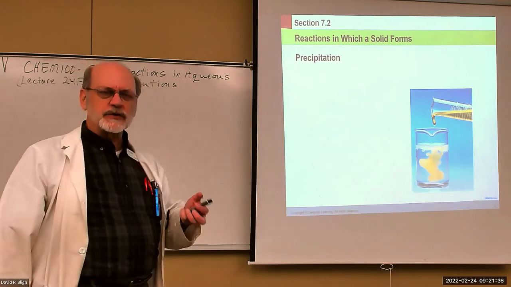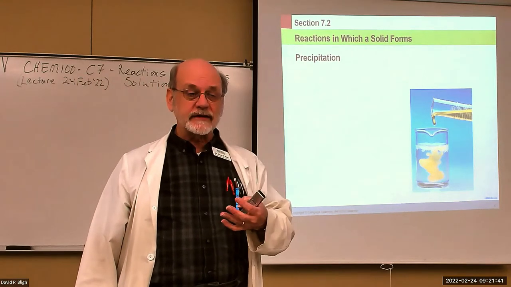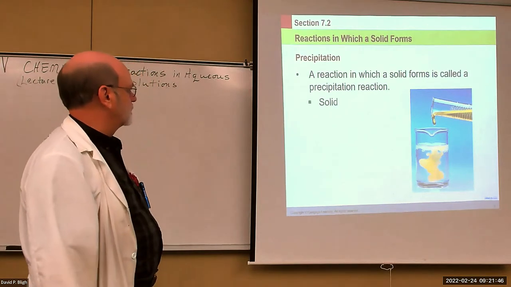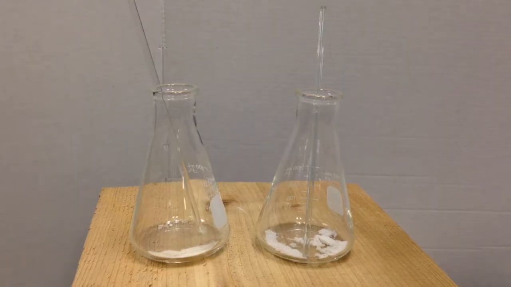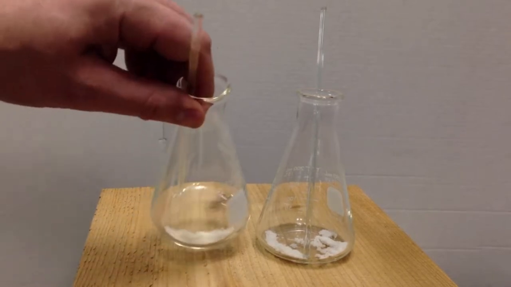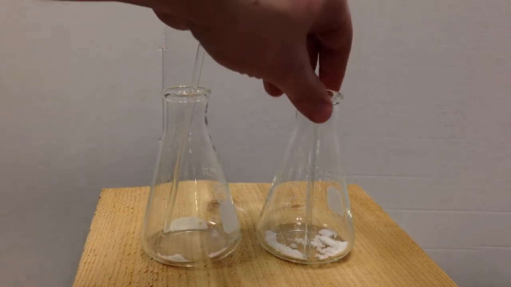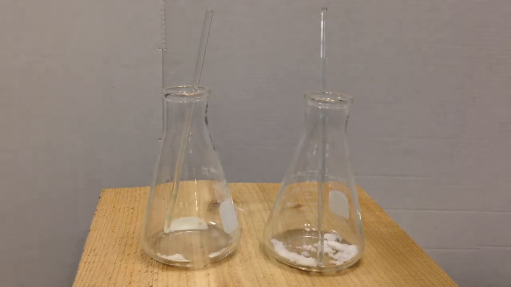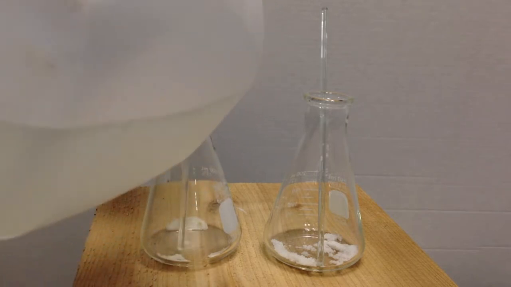But generally speaking, when you put two solutions together and a solid is one of the products, then we call that a precipitate. What I have here is two Erlenmeyer flasks. One has lead nitrate solids in the bottom, and one has potassium iodide solid or salts on the bottom. I'm going to make an aqueous solution with these. So I'm going to make aqueous lead nitrate here.